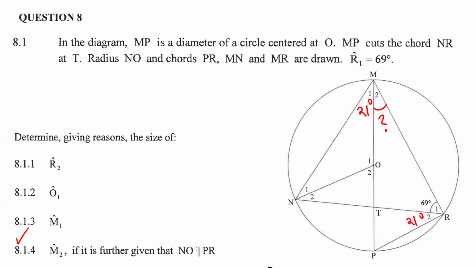Since O is the center, and N and R are cuts and joined to O, wouldn't R and N be equal to each other? I'm expecting M2 to be 48 degrees. Yes, that's what I'm expecting. So any answer must be 48, if it's correct, of course. M2 must be 48.